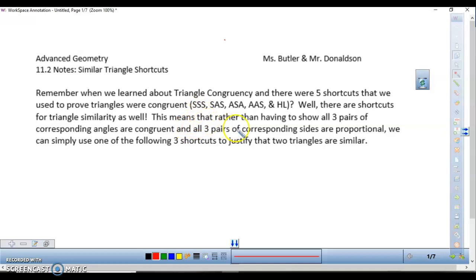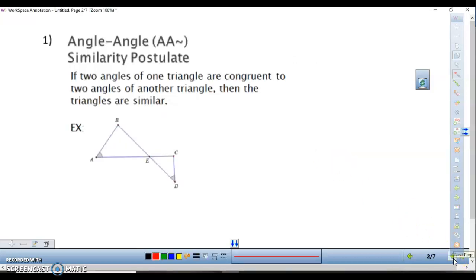This means that rather than having to show all 3 pairs of corresponding angles are congruent and all 3 pairs of corresponding sides are proportional, we can simply use one of the following 3 shortcuts to justify that you have similar triangles. The very first is AA, or angle-angle similarity. This is the absolute easiest because all you have to do is show that 2 angles of one triangle are congruent to 2 angles of another. That means the triangles have to be similar and you're done.